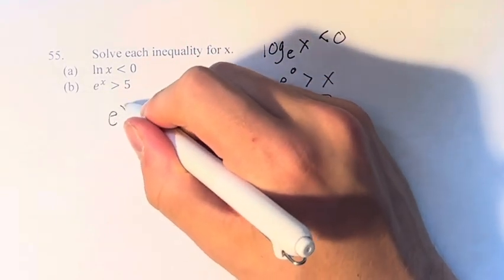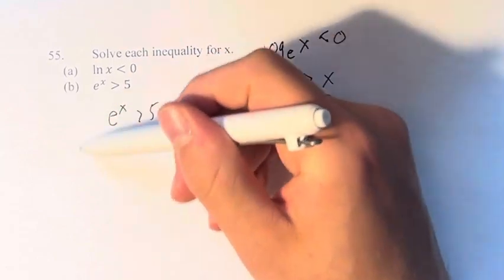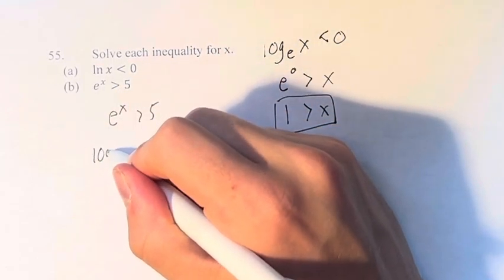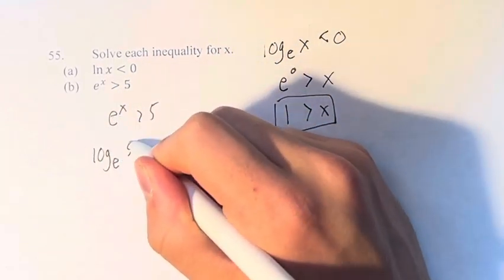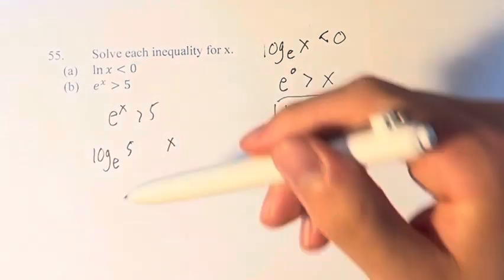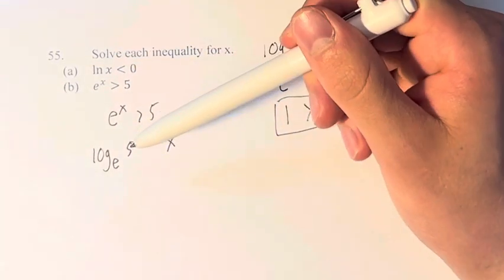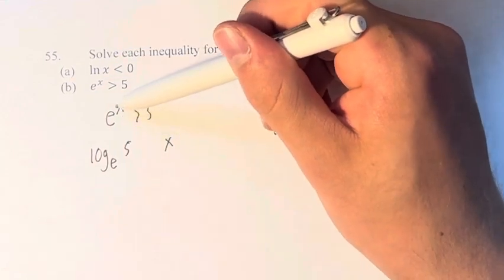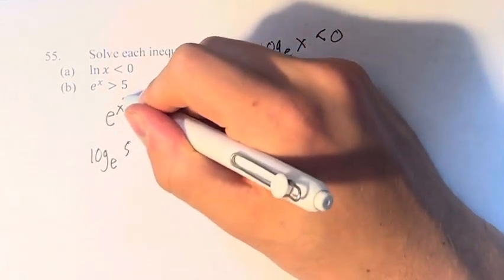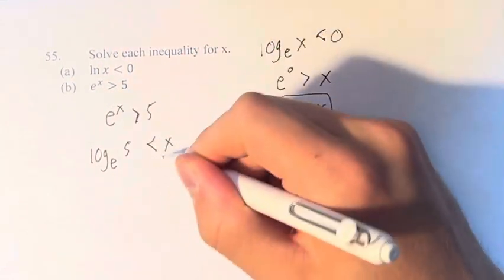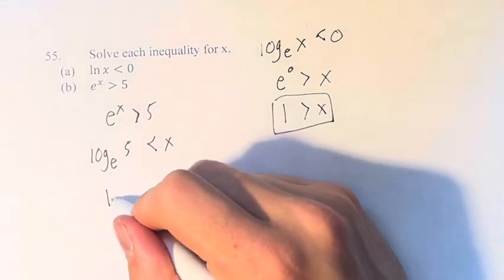E to the x is greater than 5. Converting this into a logarithm means we have log base e of 5 is something to x. It's either greater than x or less than x. However, the x has to remain on the same side. So the x is on the greater than side on this one, so it has to be greater than log base e of 5, which is ln of 5.